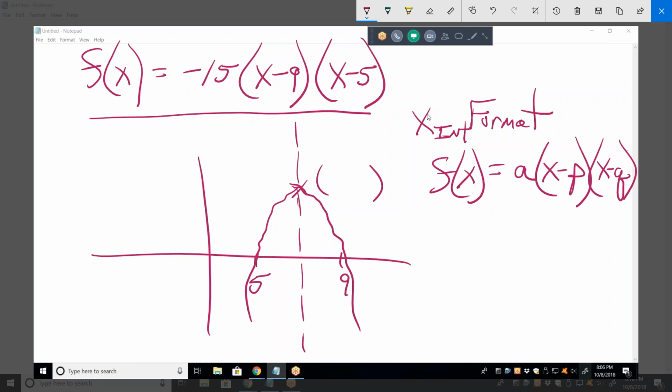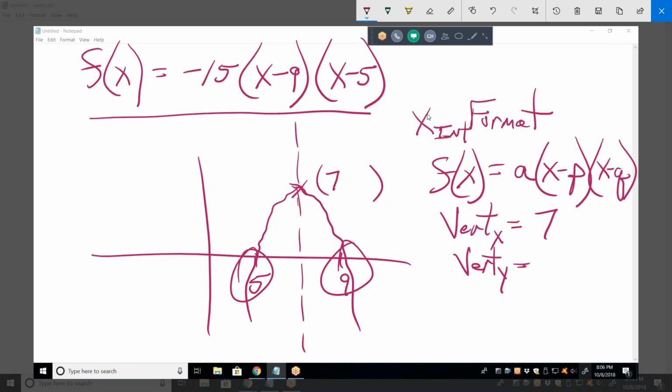Okay. What is it? So the x vertex is... If this is 9 and this is 5, and that line of symmetry is exactly halfway in between them, so the x would be 7, and then the y. The y, you're going to have to do it by plugging in 7 into that equation. So what we're looking for is f of 7.